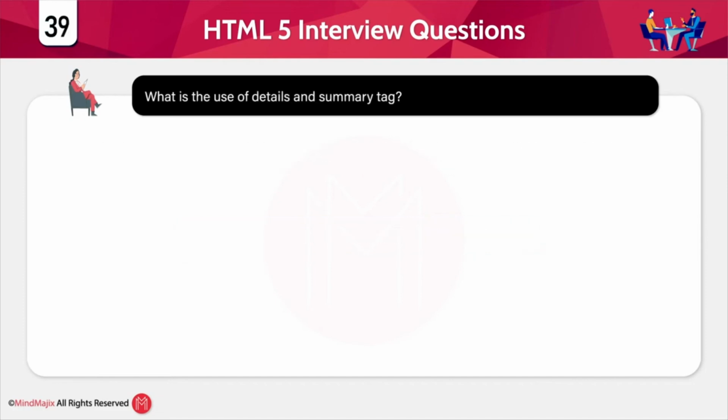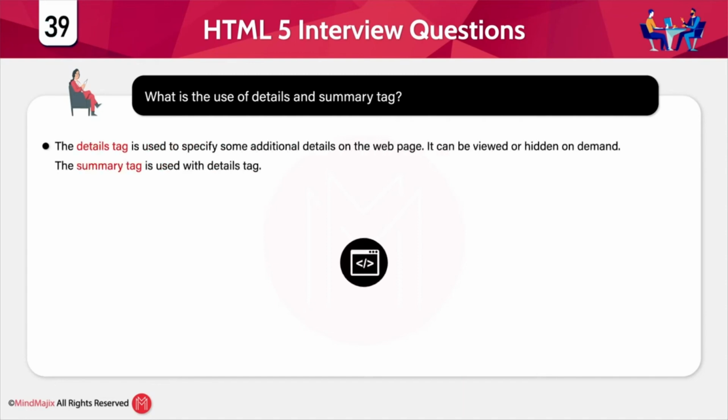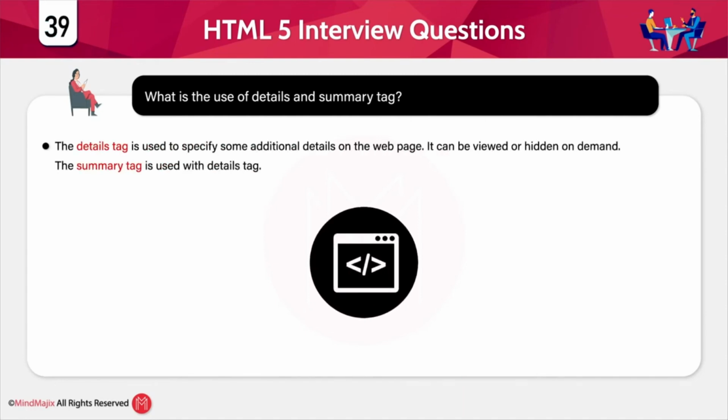What is the use of the details and summary tags? The details tag is used to specify some additional details on the web page, which can be viewed or hidden on demand. The summary tag is used within the details tag, and it summarizes the data.